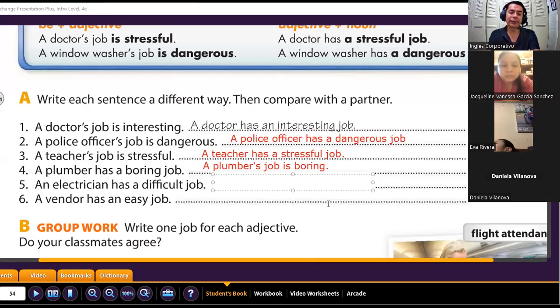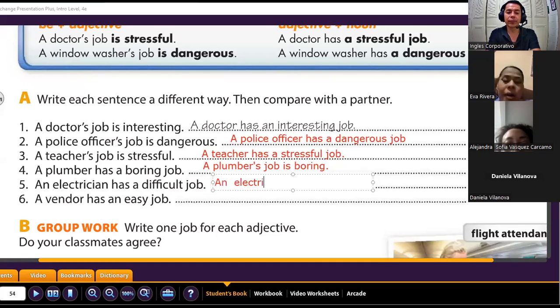Ok, Sofía, please. An electrician. Okay, an electrician. An electrician's job. Job is difficult, right? Okay, you got it, right? And we have a vendor has an easy job, and a vendor's job is easy, right? Muy bien, Andrea.